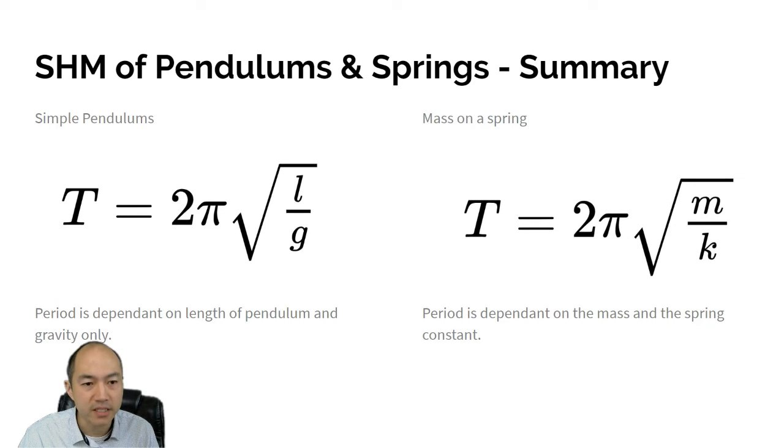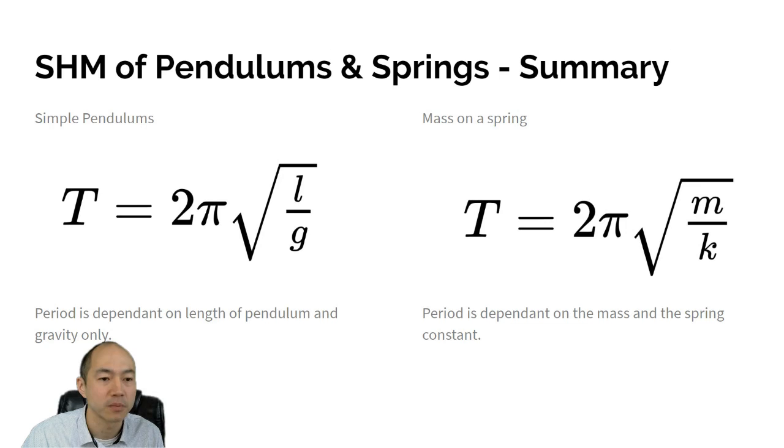For the mass on a spring, the equation looks really similar, but instead of 2 pi times the square root of L over g, this is 2 pi times the square root of m over k. And the period is dependent on the mass and the spring constant. The length of the spring doesn't matter. Gravity also doesn't matter, right? So this doesn't matter whether you're on the moon or on Mars or on Jupiter.